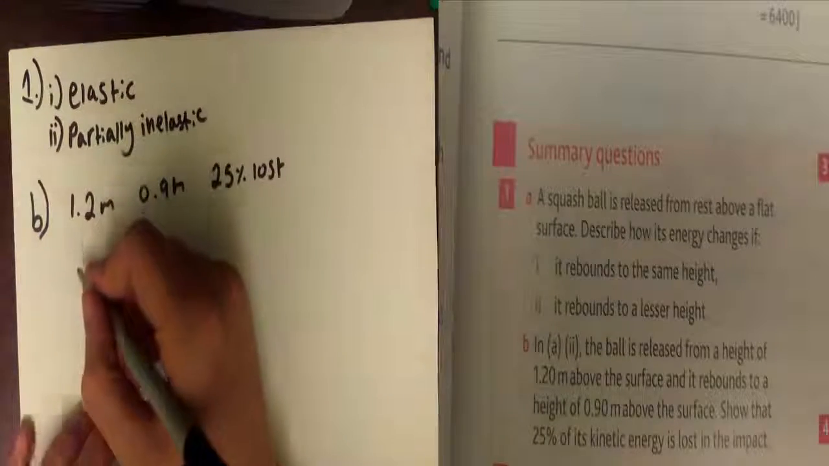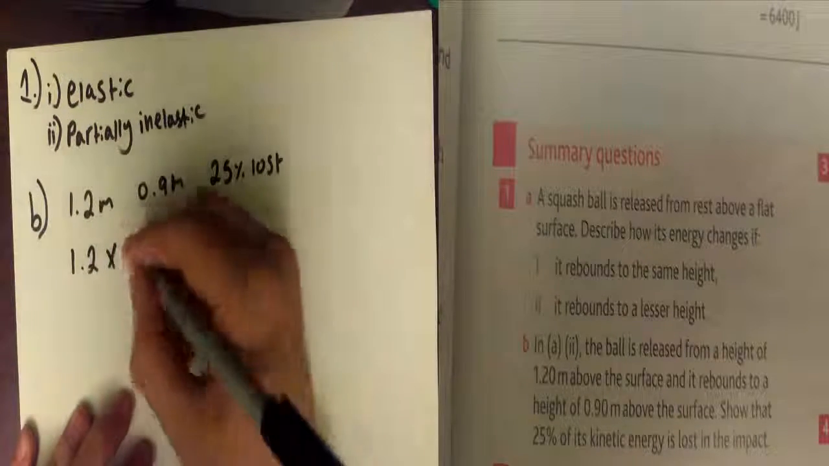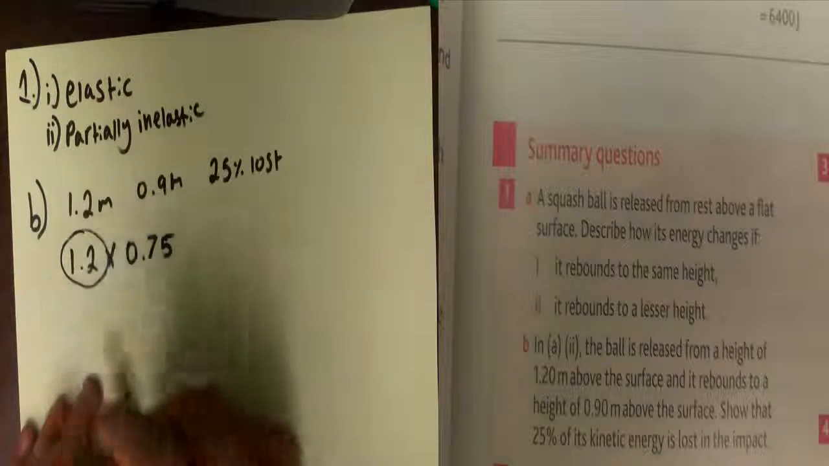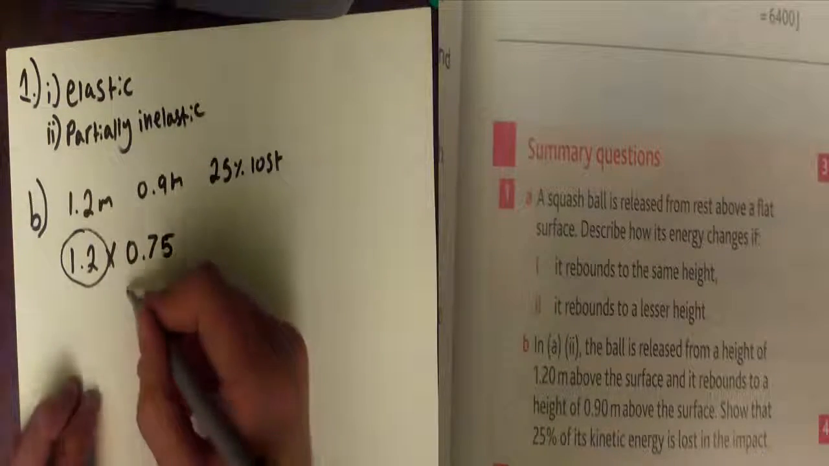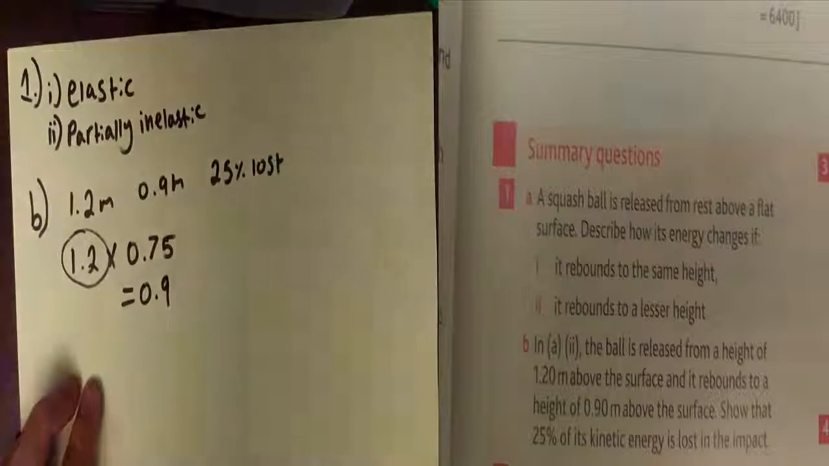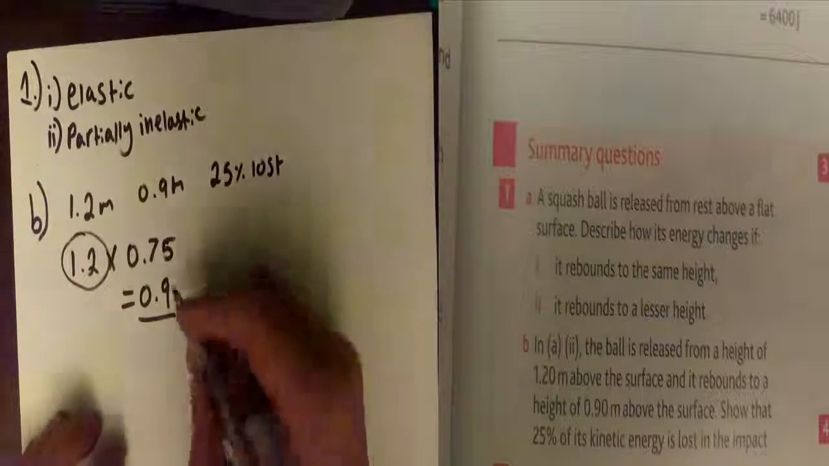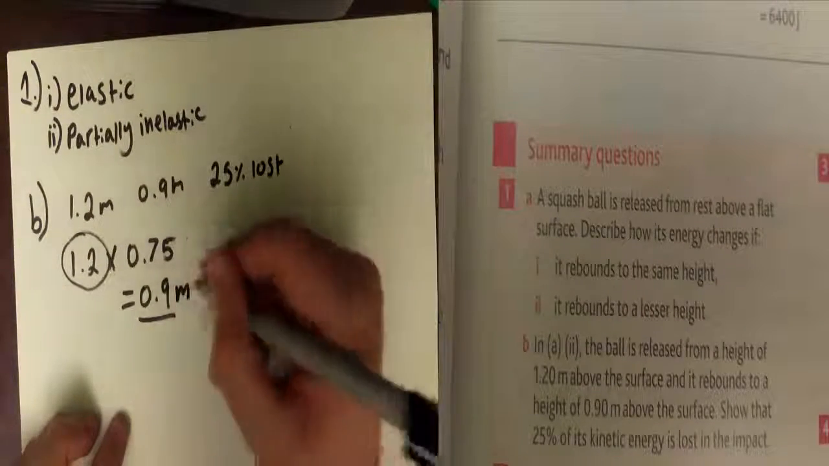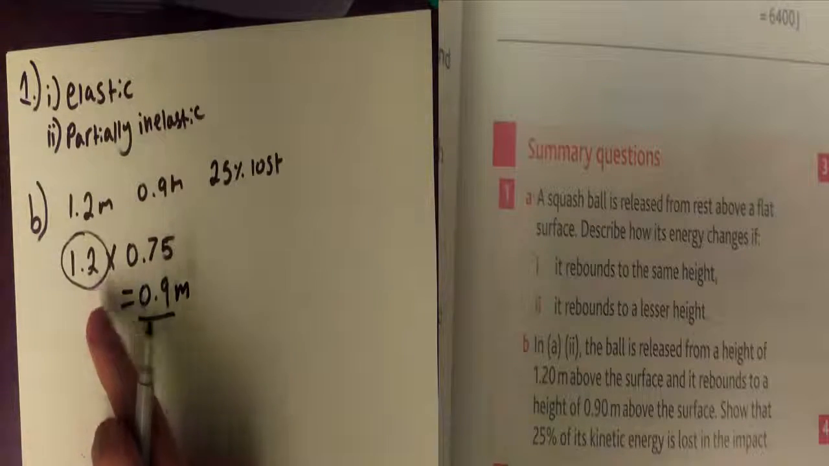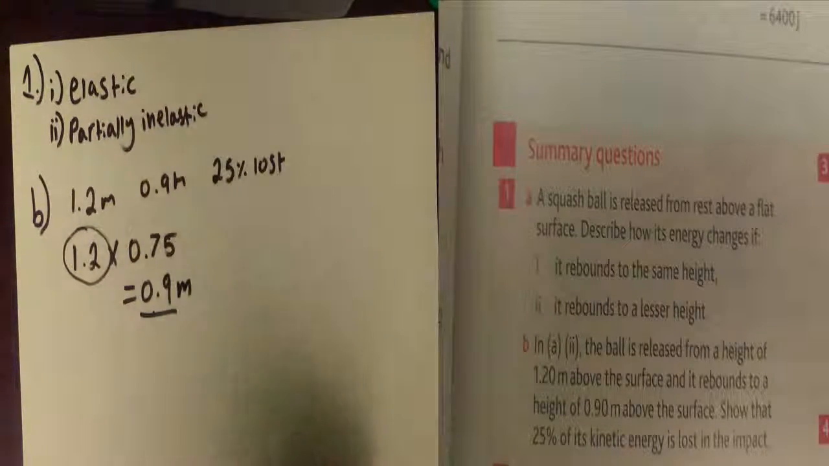is take our 1.2 meters, multiply it by 0.75 to find 75% of this, and this should give us 0.9, providing 25% is lost. If you type that into a calculator, you'll find it does. So there we go, we can prove that if 75% of 1.2 meters goes forward, we have 0.9.